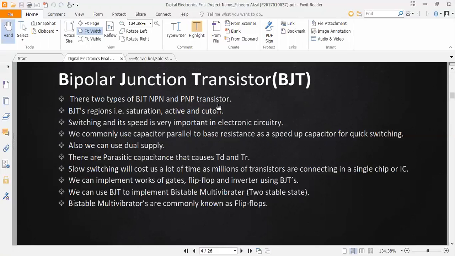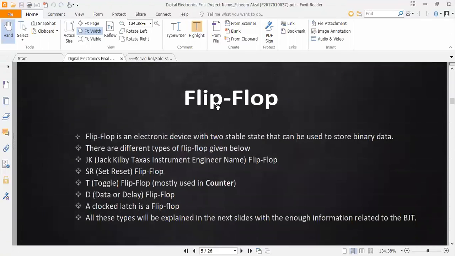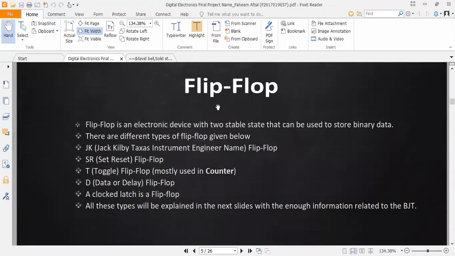We can use BJT to implement bistable multivibrators, and these bistable multivibrators have two stable states and are commonly known as flip-flops. So what is a flip-flop? A flip-flop is an electronic device with two stable states that can be used to store binary data. There are different flip-flops, and their names are given below.